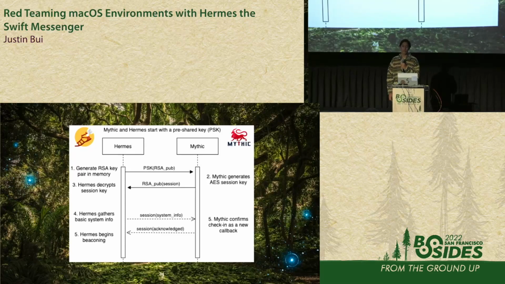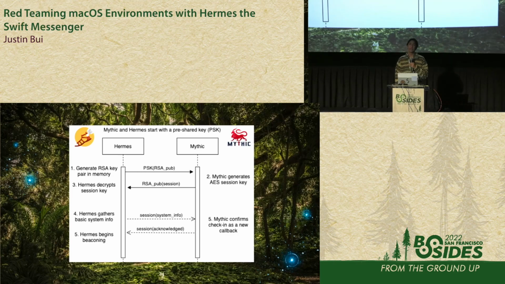Let's walk through what this process looks like. Starting from the top, Mythic and Hermes start with a pre-shared key. When you first execute Hermes, it's going to generate an RSA key pair in memory, so an RSA public key and an RSA private key. It's going to use that pre-shared key to encrypt the RSA public key and send that up to the Mythic server. The Mythic server, of course, has the pre-shared key, so it is able to decrypt that RSA public key.